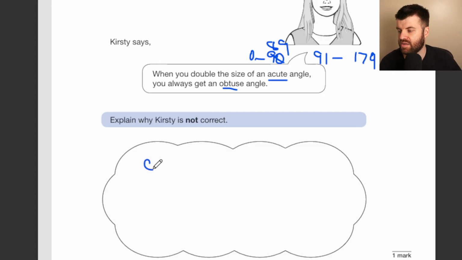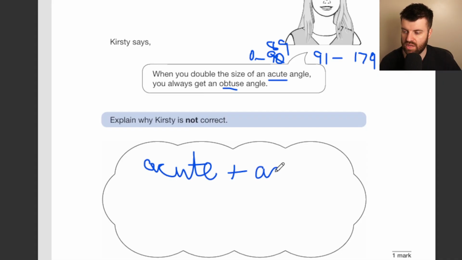So let's take an acute angle. So acute plus acute. To prove this, we need to make this equal not an obtuse angle. We need to make it equal an acute angle again. And we can do this by proving it. 20 degrees is an acute angle.